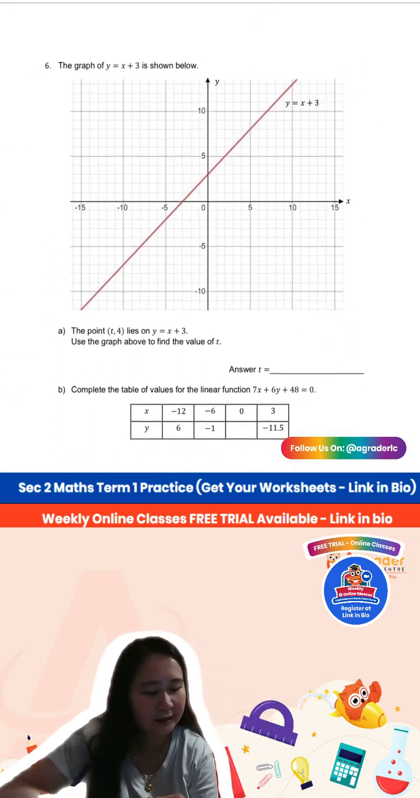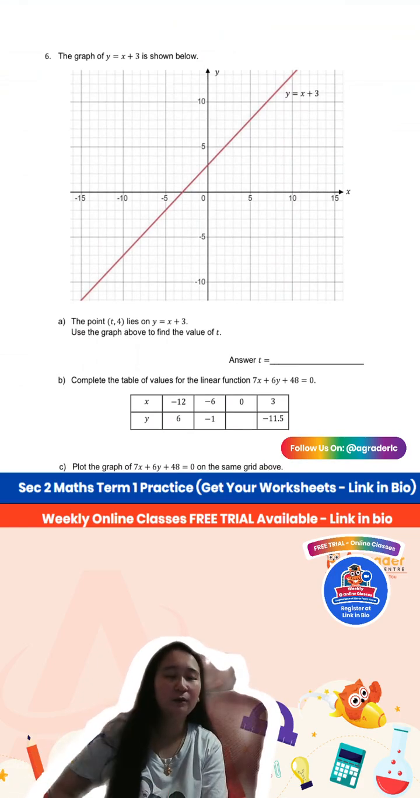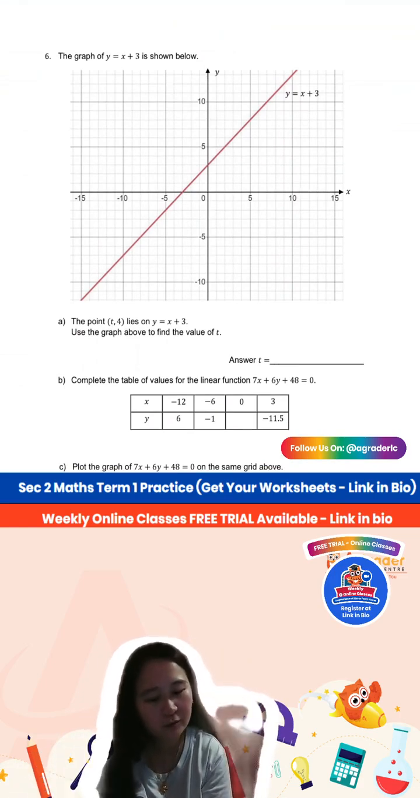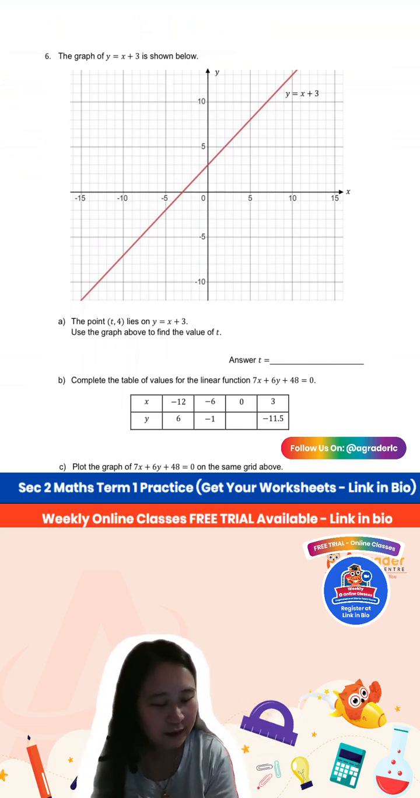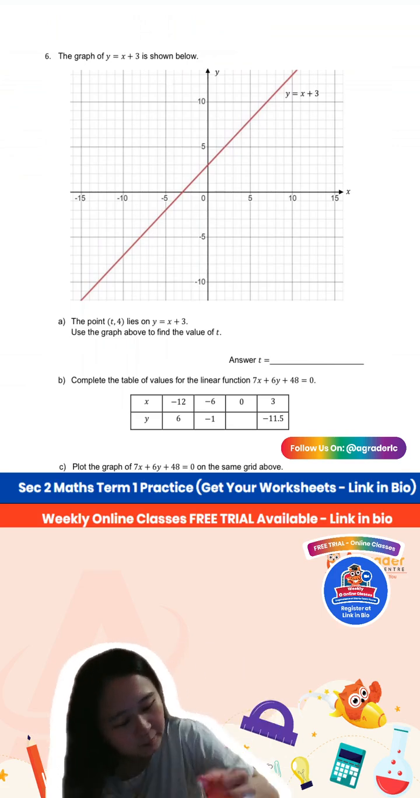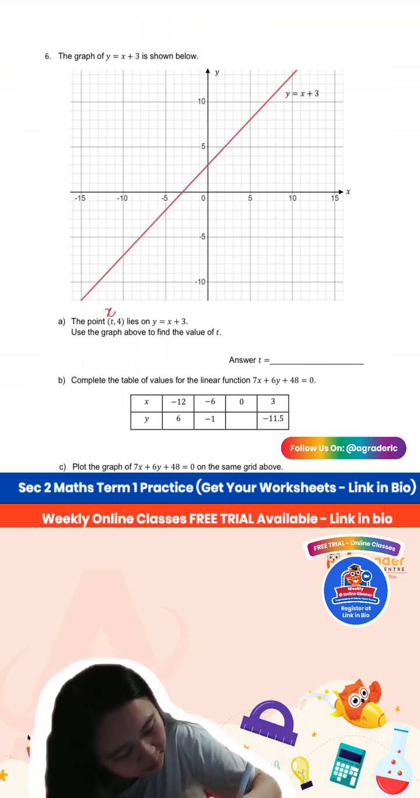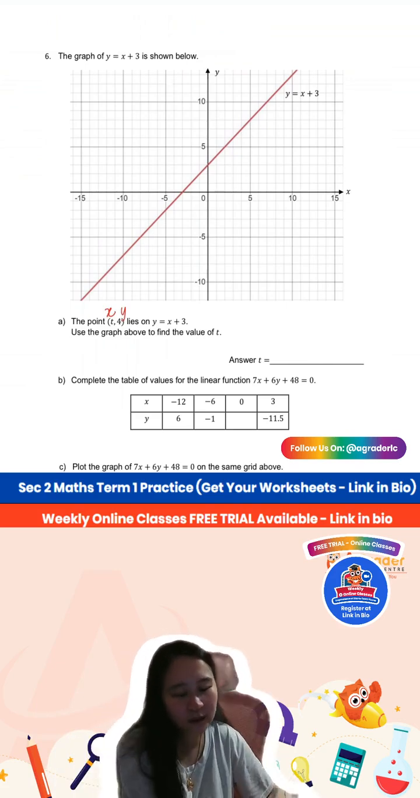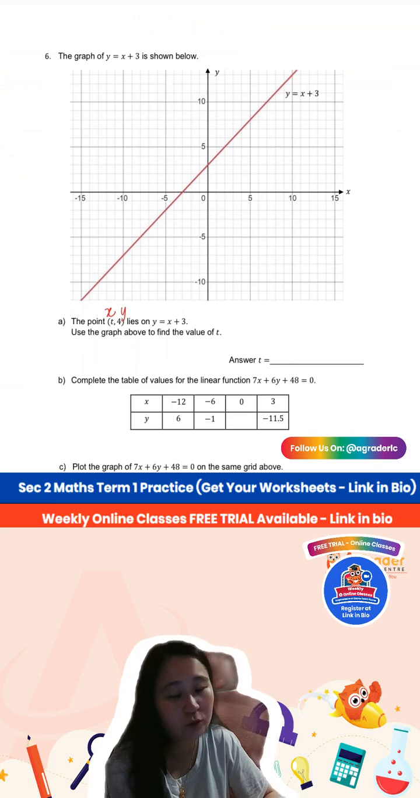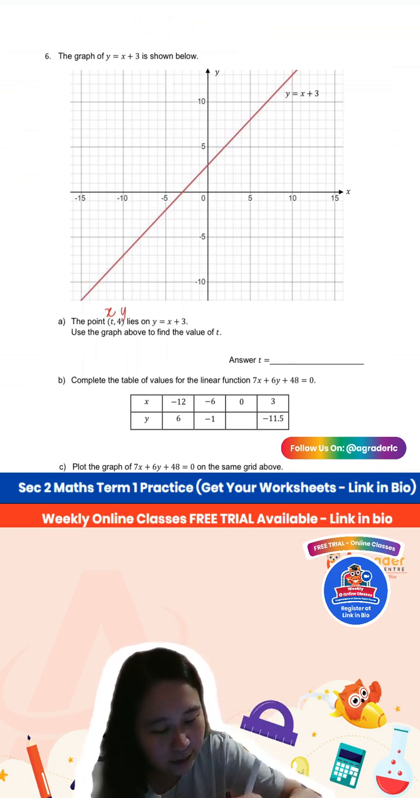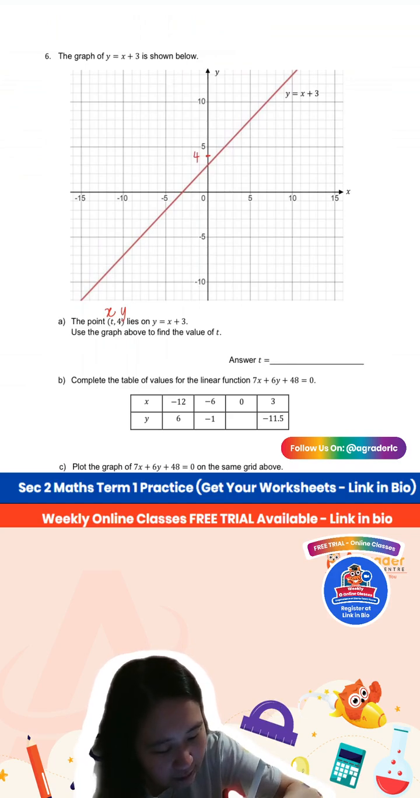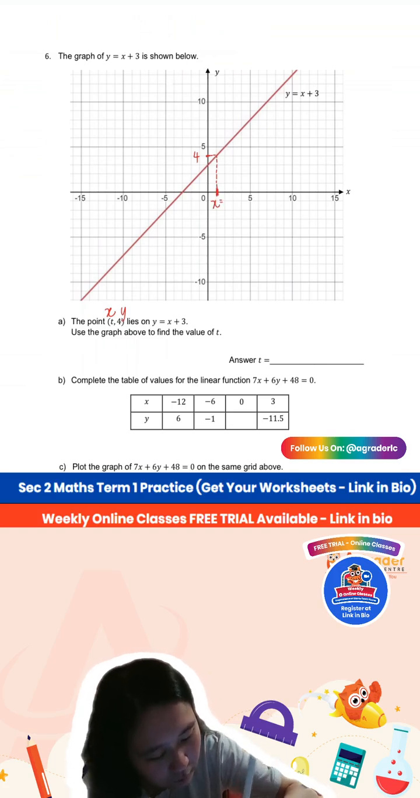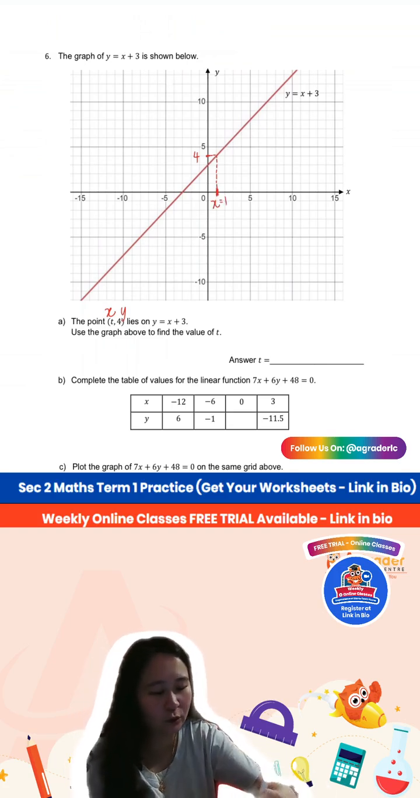Next, question 6. The line y equals x plus 3 is drawn for you. They tell you that the point (t, 4) lies on the line y equals x plus 3. So these are the coordinates, it's always x comma y, which means when x equals t, y equals 4. So you can plot where y is 4. Y equals 4 is here. So when y equals 4, what is your value of x? x equals 1. Therefore, t equals 1.